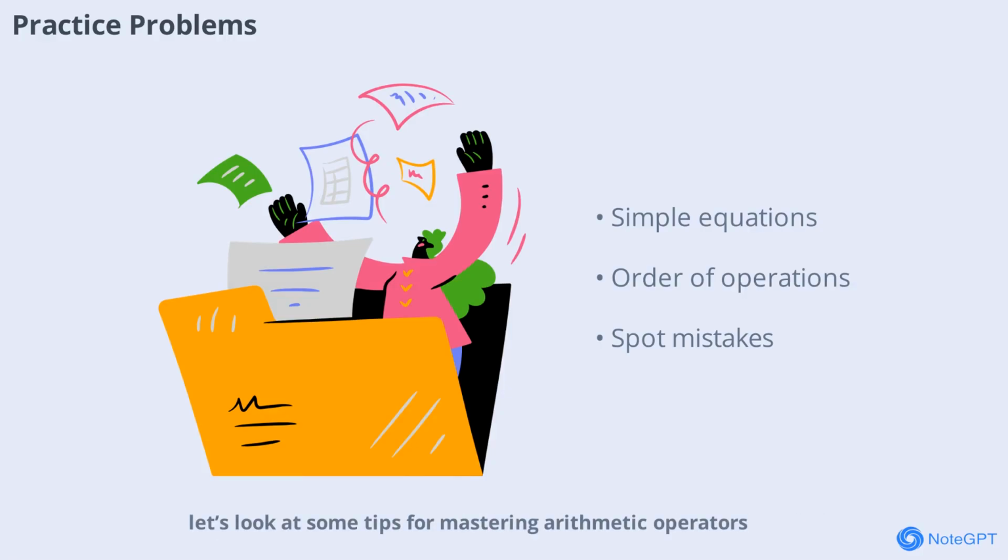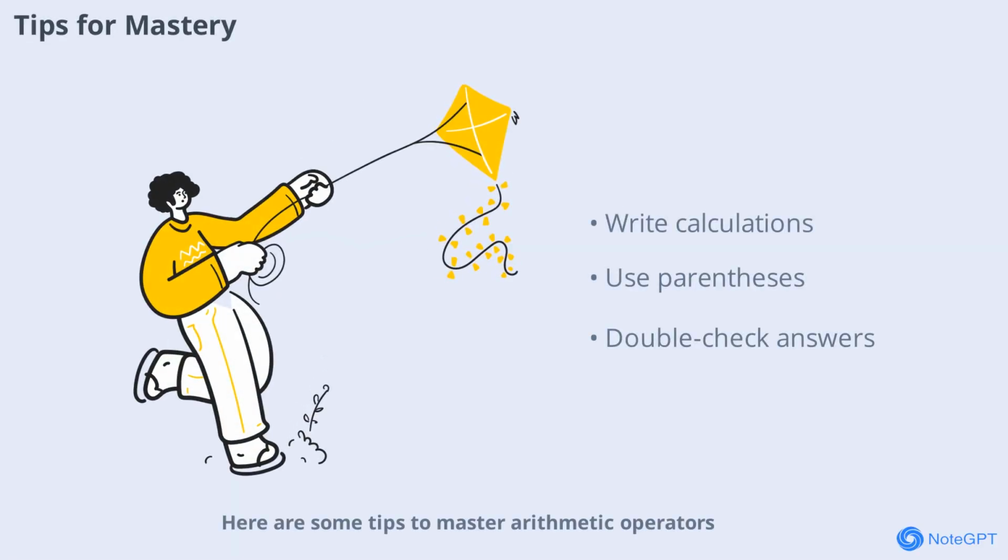Next, let's look at some tips for mastering arithmetic operators. Here are some tips to master arithmetic operators. Always write out your calculations, use parentheses to clarify steps, double-check your answers, and practice regularly. Don't rush, take your time to understand each operation. If you get stuck, break the problem into smaller parts. These habits will help you become more accurate and confident with arithmetic.